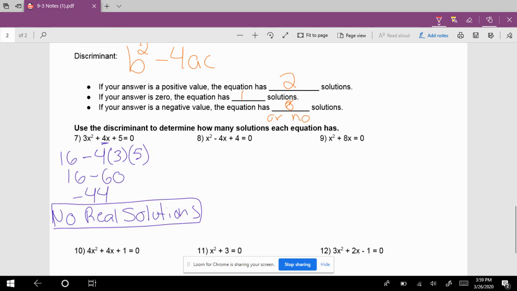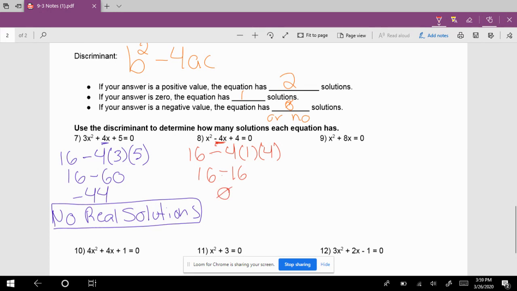Okay, same thing with 8. Go through and plug in your A, B, and C. So B this time is negative 4. But even if I square a negative, -4 times -4 is still a positive 16, minus the 4 that's always in the problem, times A, which is 1, times C, which is 4. -4 times 1 times 4 is -16. And if I subtract, I get 0.